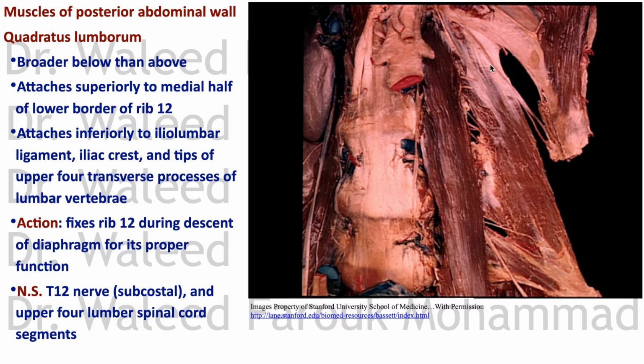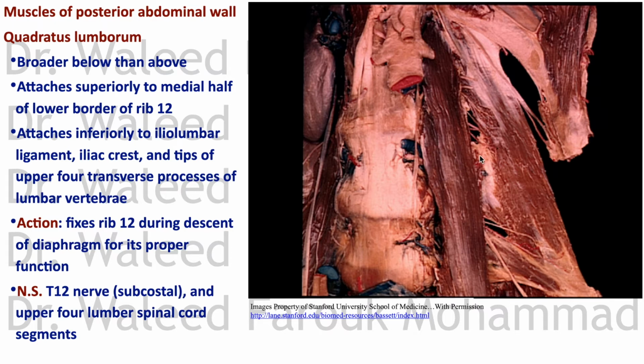So instead of going up, which wastes the action of the diaphragm, the Quadratus Lumborum muscle pulls on it and fixes it, stabilizes it during the action of the diaphragm, so the diaphragm descends completely with the maximum performance. Okay, so this is the action of the Quadratus Lumborum muscle.